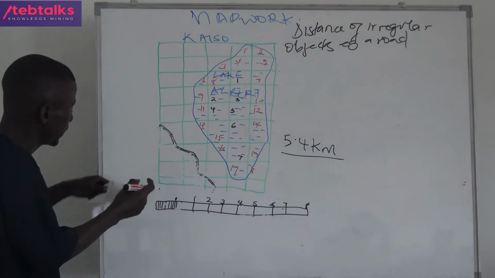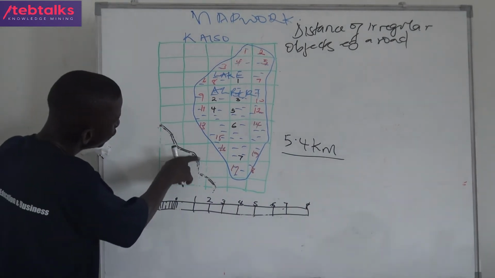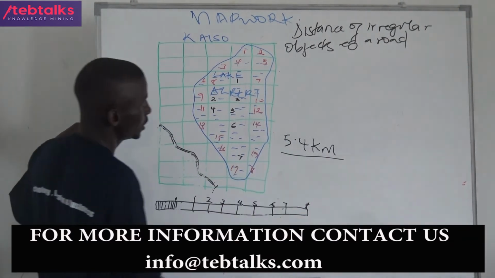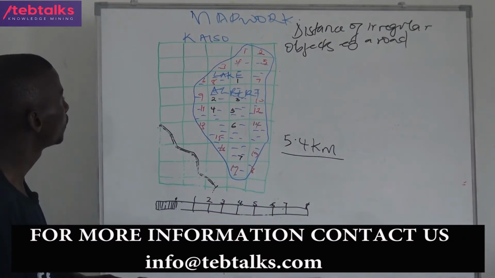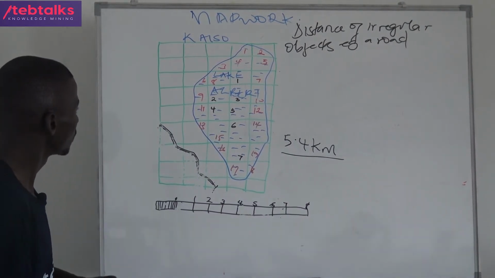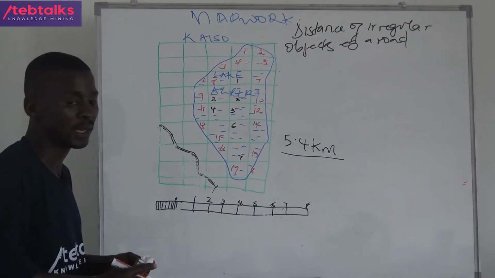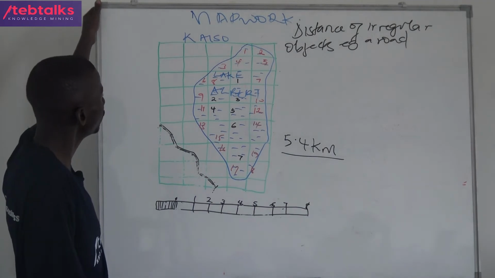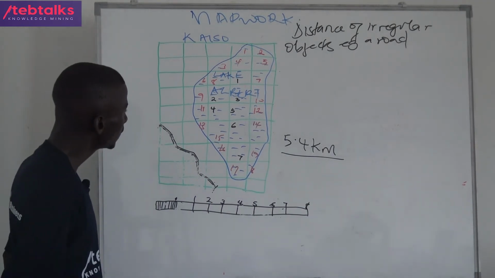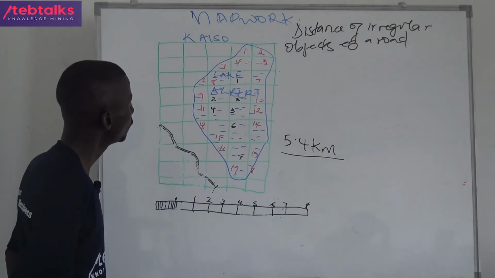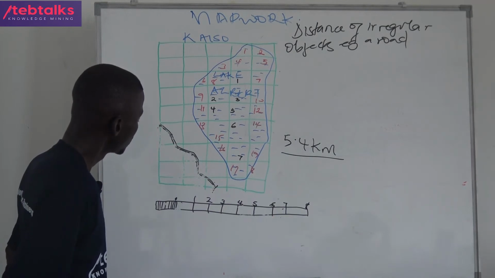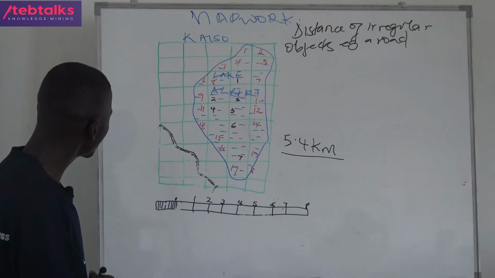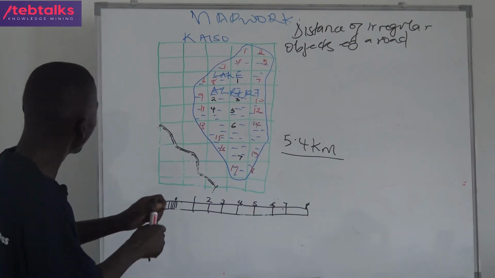As well, you can use a thread, you move around up to here, you bring your thread here, you also state it in kilometers. So that one is about distance, how to determine the distance of irregular objects. So I think you have understood that method. If you have not understood it well, go back and practice.